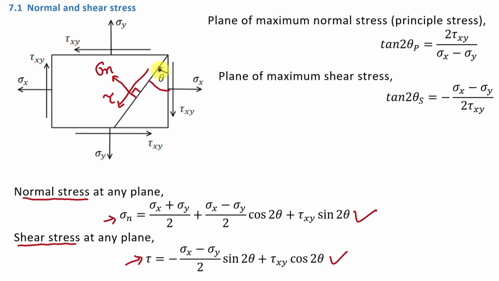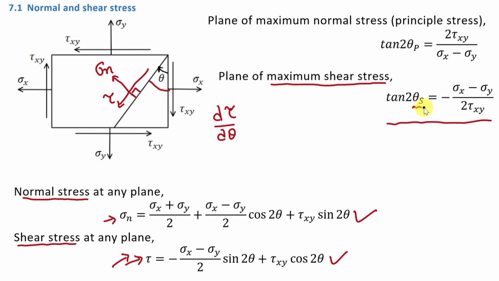Now similarly, there will be one plane on this body at which we will get maximum shear stress, and that plane is called the plane of maximum shear stress. Fine? And to get that plane, we have to take d tau by d theta. Means we have to take the derivative of this tau, that is this expression, with respect to theta. And if you do so, then you will get this equation.